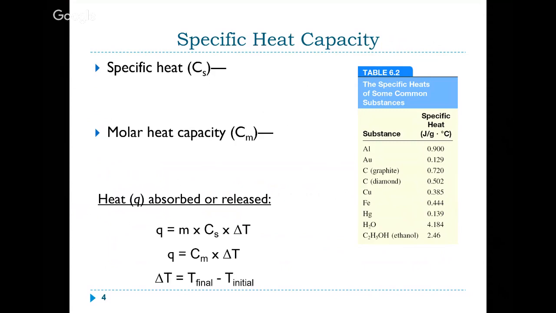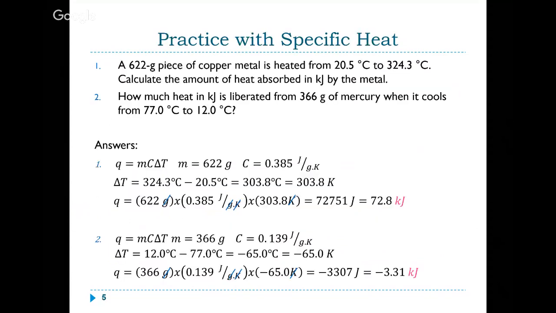And we just remind ourselves that if we're going to do a temperature change, it is always final minus initial. So practicing with the specific heat equation, a 622 gram piece of copper metal is heated from 20.5 degrees Celsius to 324.3 degrees Celsius. How much heat is absorbed in kilojoules by the metal?